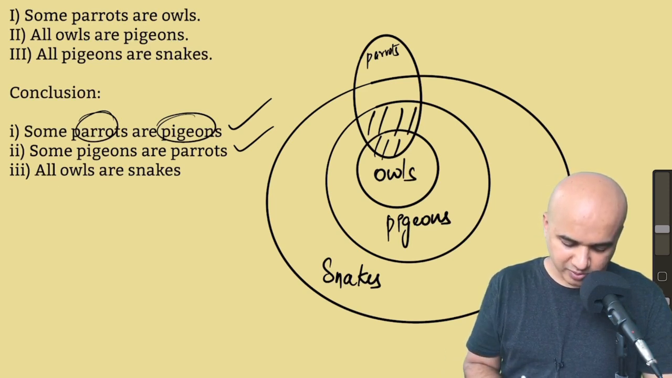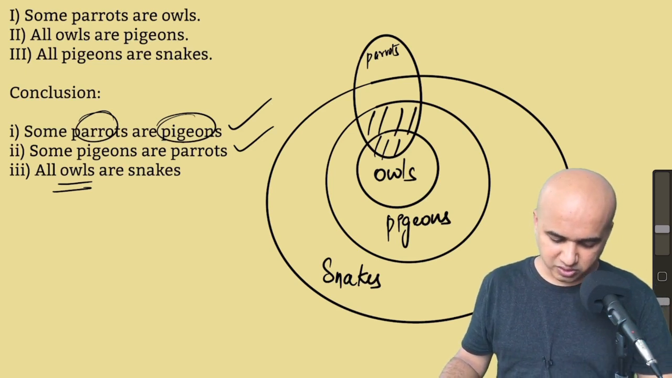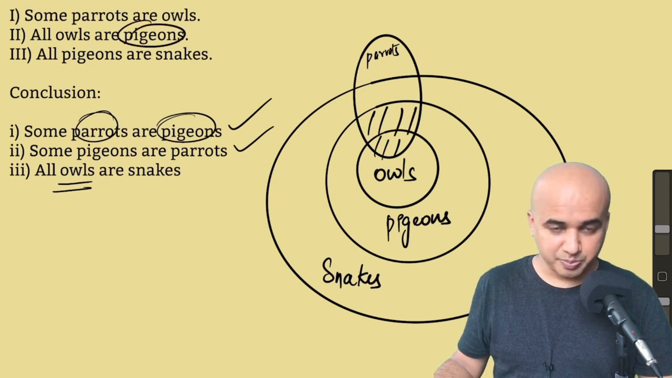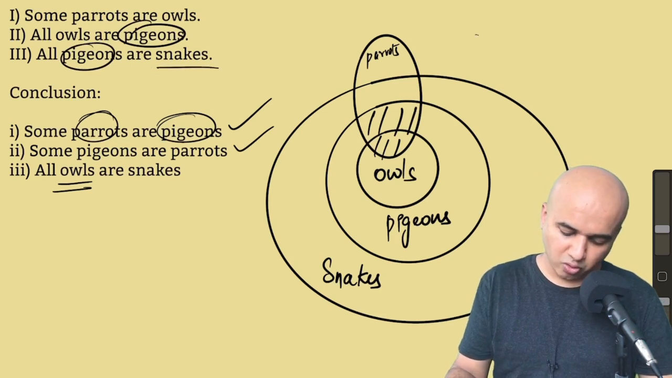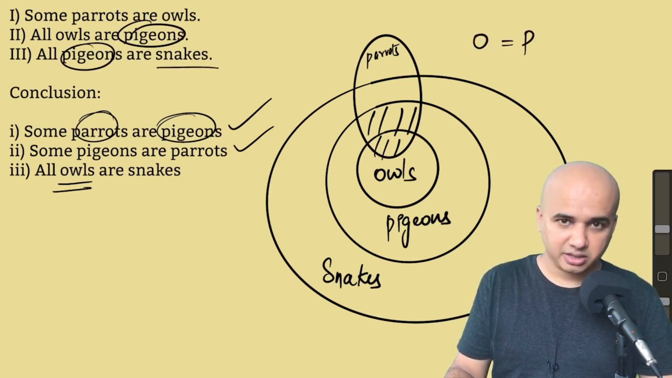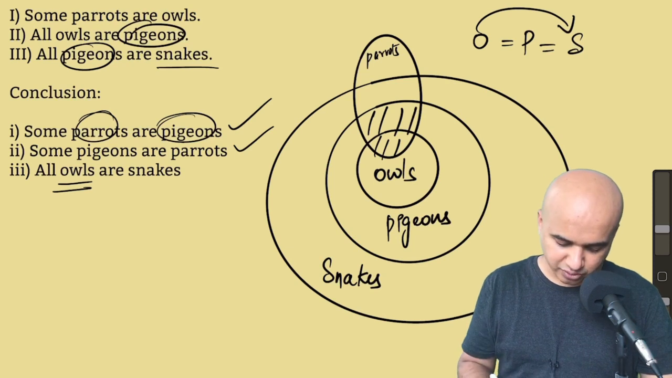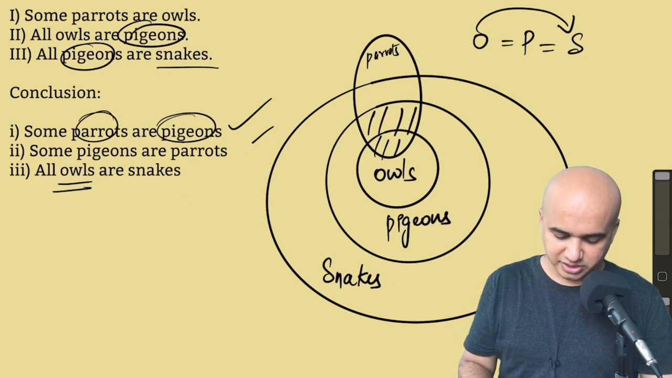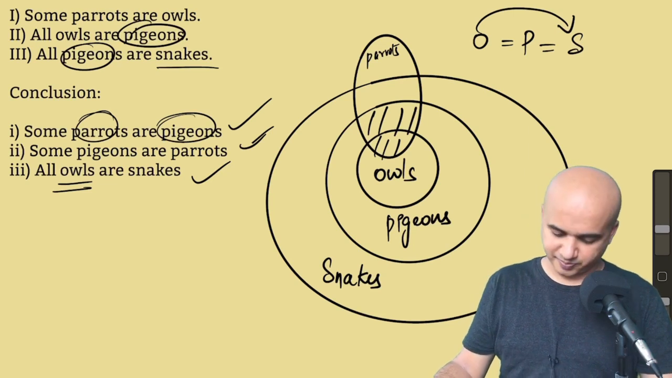Now, when it comes to the last statement, they say all the owls are snakes. This is very interesting, because all the owls are pigeons. Then all the pigeons are snakes. If all of O is P and if all of P is S, then all of O is also S. So therefore, this statement also is true. That is, all owls are snakes.